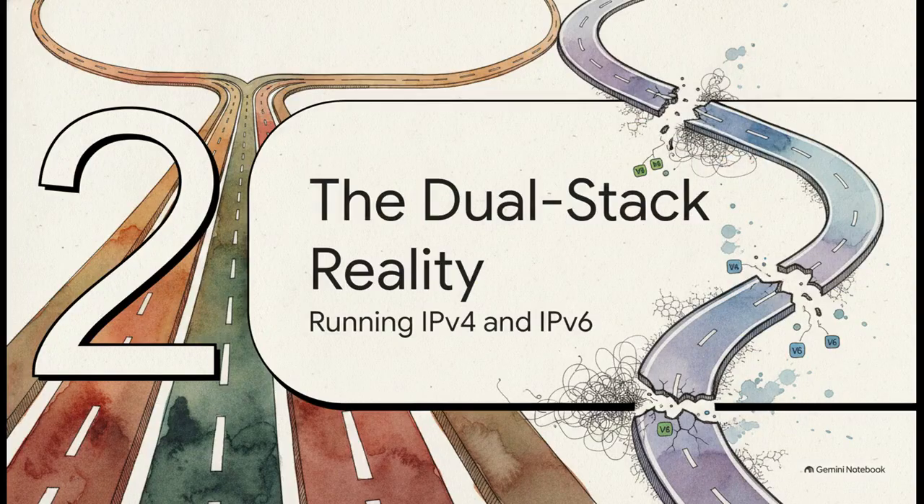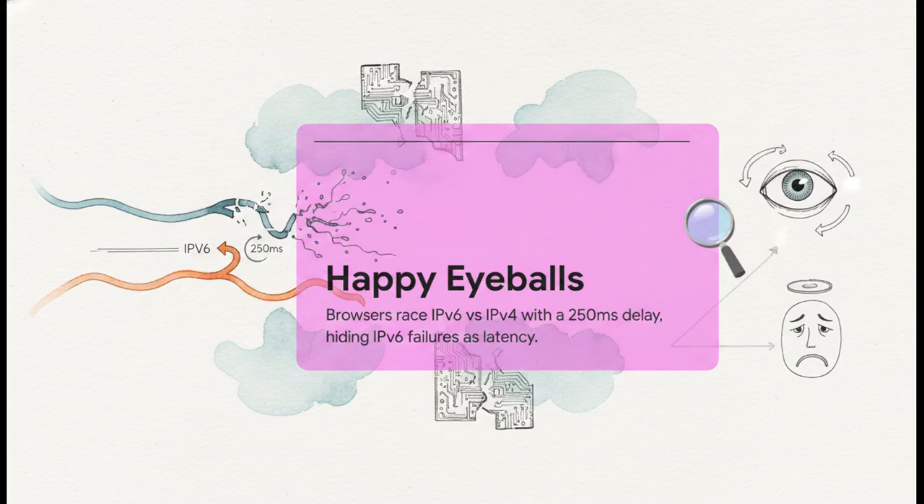Moving right along to Section 2, the dual-stack reality. Now, in production networks where you have IPv4 and IPv6 running at the same time, things don't always just loudly break. Instead, they fail silently. There's this mechanism modern browsers use called happy eyeballs. It's defined in RFC 8305. Basically, the browser prefers IPv6, but if the connection stalls, it races it against IPv4 after a 250 millisecond delay.